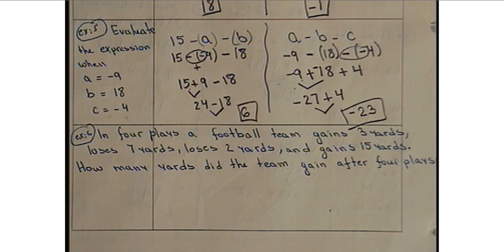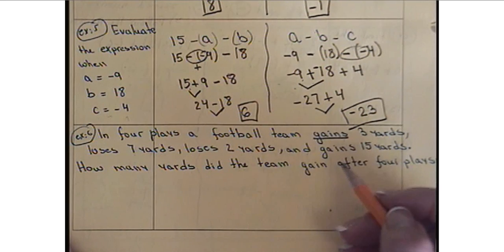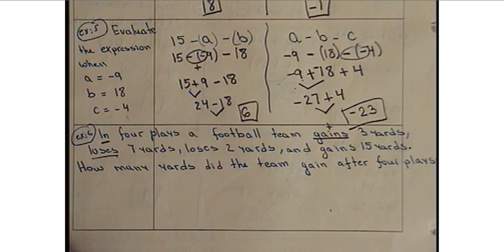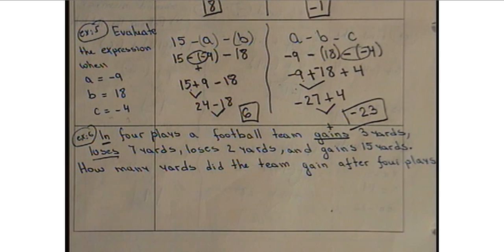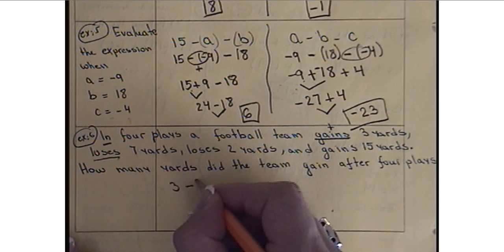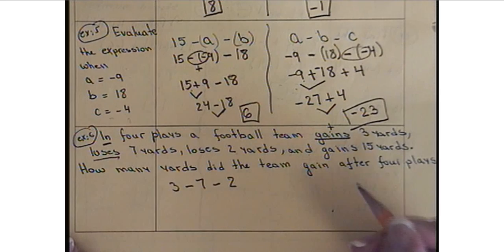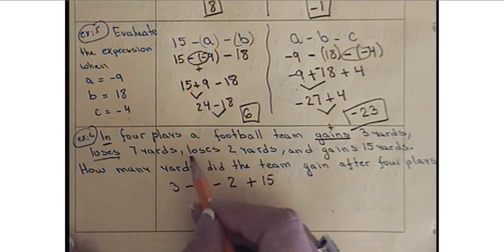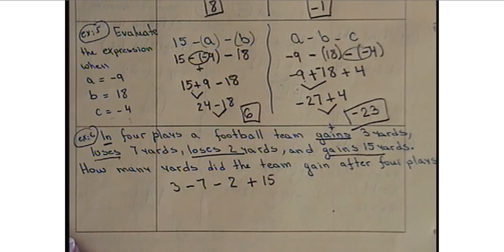So let's go ahead and write this word problem as an expression. Gains means we are adding something, so this will be plus. When we talk about loses, then we talk about minus, because we are taking away yards. So it will be positive 3 because it's plus 3, then loses will be minus 7, loses another 2, minus 2, and then gains another 15. How many yards did the team gain after 4th place? So we just need to solve this expression to see how many yards total they actually move forward or gain.